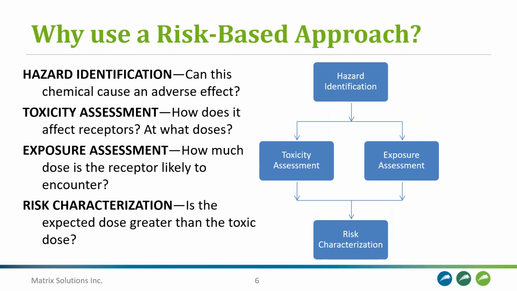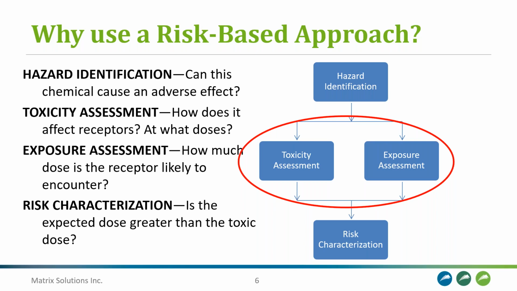So this diagram illustrates the process of evaluating the risk that a given contaminant can have to receptors if we also have an exposure pathway. First we establish that there is a hazard, that this chemical or contaminant could cause an adverse effect on the receptor. Then we use toxicity assessments and exposure assessments to determine how this chemical affects receptors and what dose the receptor is likely to be exposed to based on the concentrations that we have at the site. This allows us to characterize the degree of risk for the site.